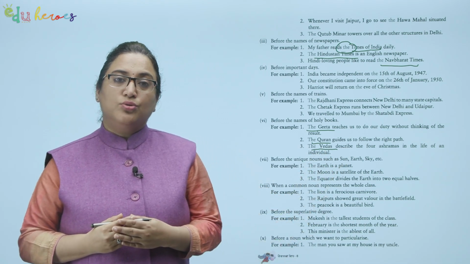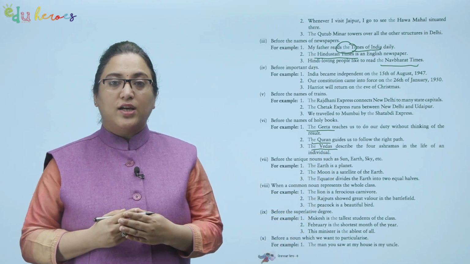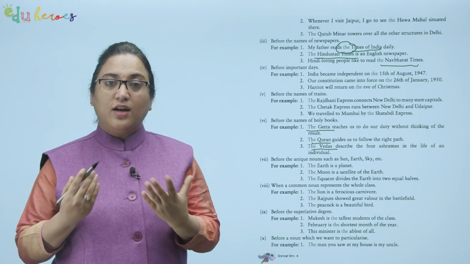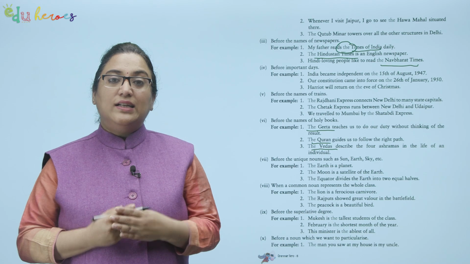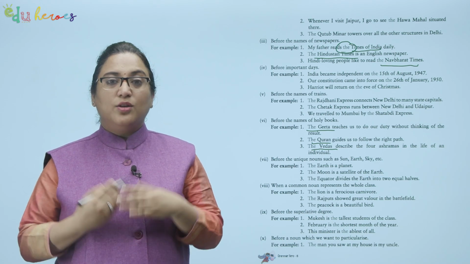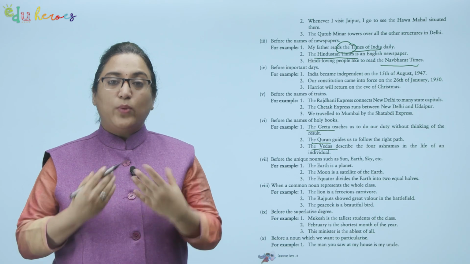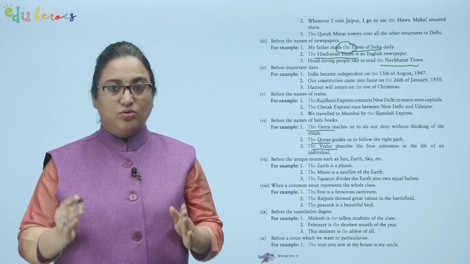We can also use the before unique nouns such as sun, earth, sky, etc., as they are just one of their kind. For example, the earth is a planet. The moon is a satellite of the earth. The equator divides the earth into 2 equal halves.